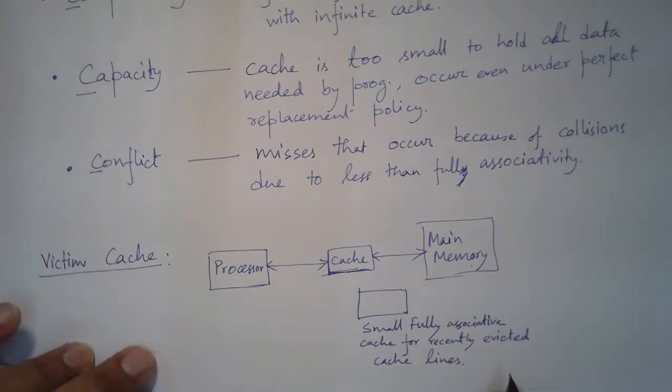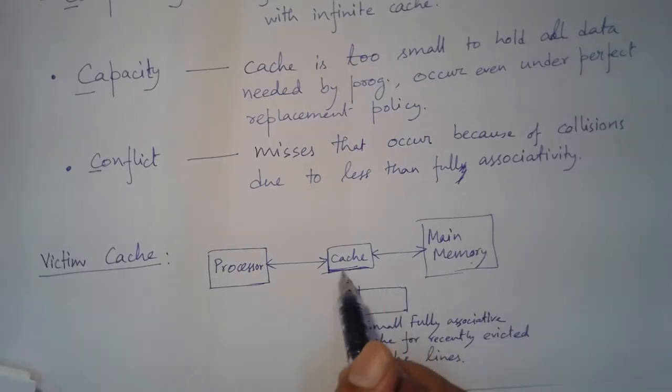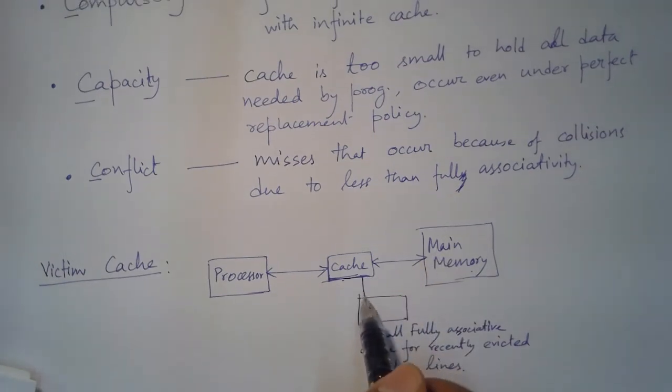Okay. So, the idea is very simple. If your cache is, let us say, 64 KB, then maybe you will only have 1 KB or 2 KB of this victim cache. It can hold, let us say, 4 to 16 blocks maximum. Now, the idea is that whenever the cache evicts something, you store it into the victim cache.